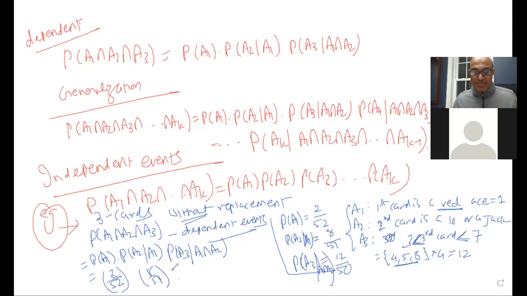So that is equal to, here it is 12 divided by 50, and whatever the numbers you are getting, that's the probability of this event. So that's how you can go for this one.